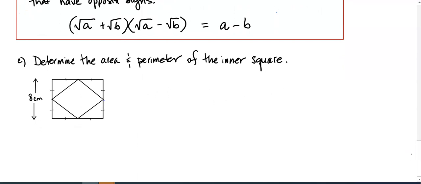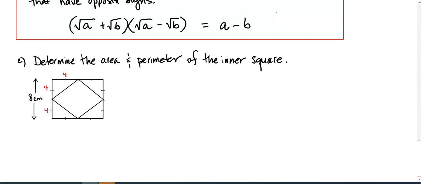All right, let's do one last question. Let's determine the area and the perimeter of the inner square. So we have this inner square, and this whole length is 8. Since that whole length is 8, and I know these two lines are here, that means they both are 4, right? And that's 4 as well.